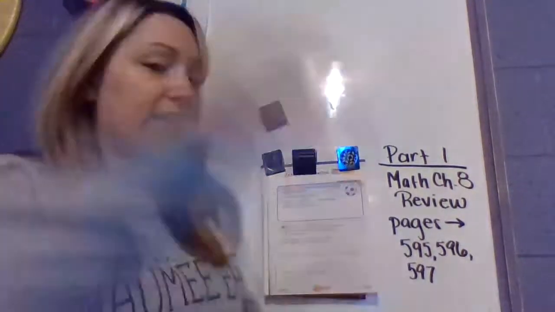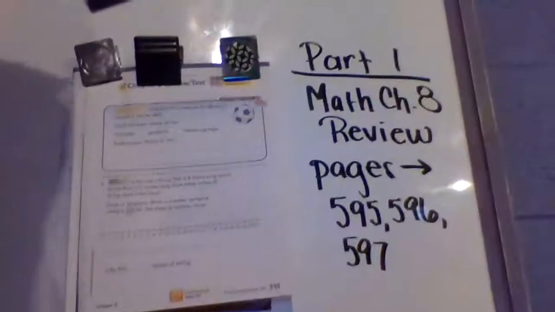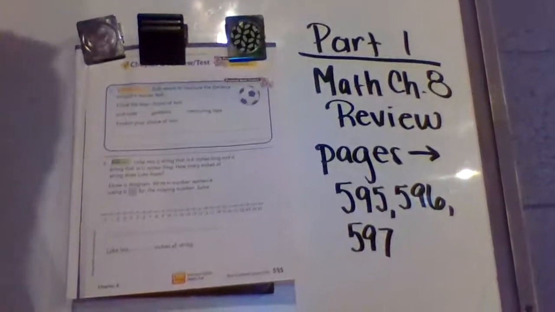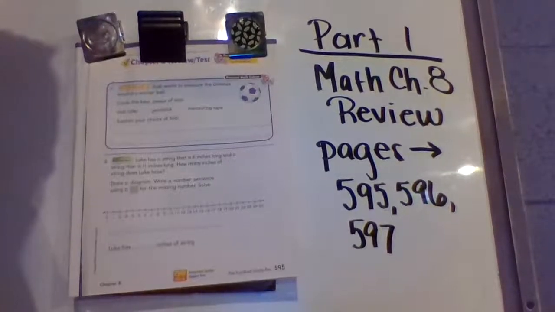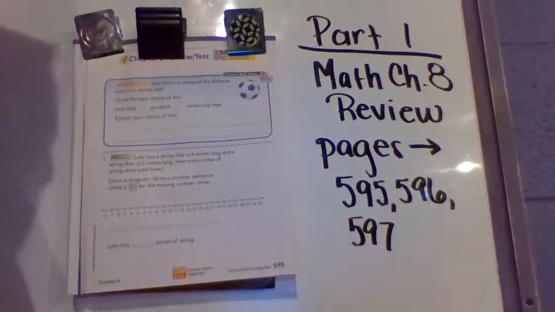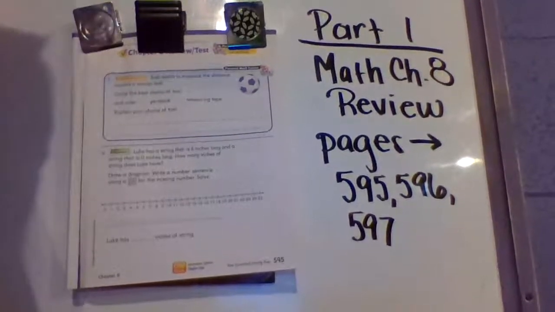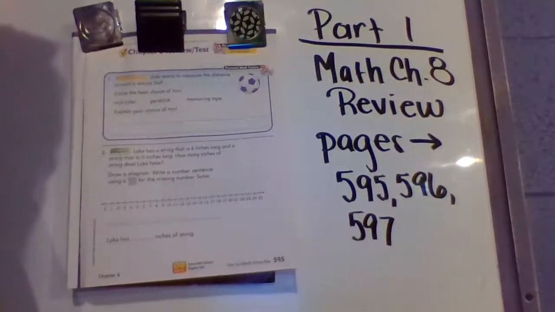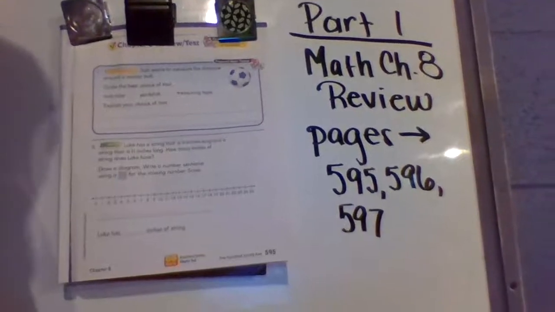All right, let's take a look at the first problem in the review. It says, Josh wants to measure the distance around a soccer ball. Circle the best choice of a tool. Would Josh use an inch ruler, a yardstick, or a measuring tape? And explain why you chose that answer.